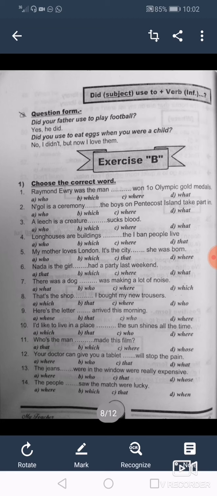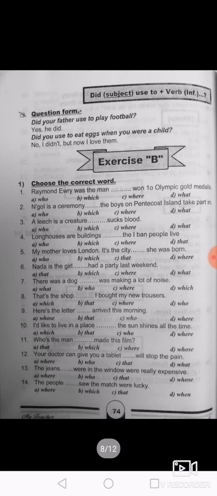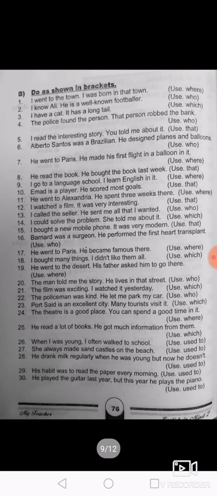Next, a ceremony the boys on Pentecost Island take part in. Here we can use which. Good. Third one, a leech is a creature which sucks blood. This is good. That's enough here.